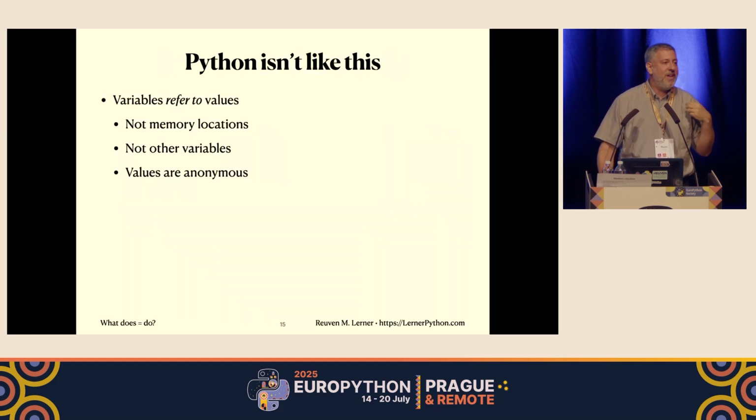The thing is, Python is not like this. A variable in Python refers to a value. It doesn't refer to a location in memory. It doesn't refer ever to another variable. And here's the other thing. Values are anonymous. There's no inherent name to a value. We give it a name, or multiple names, when we assign a variable to that value.